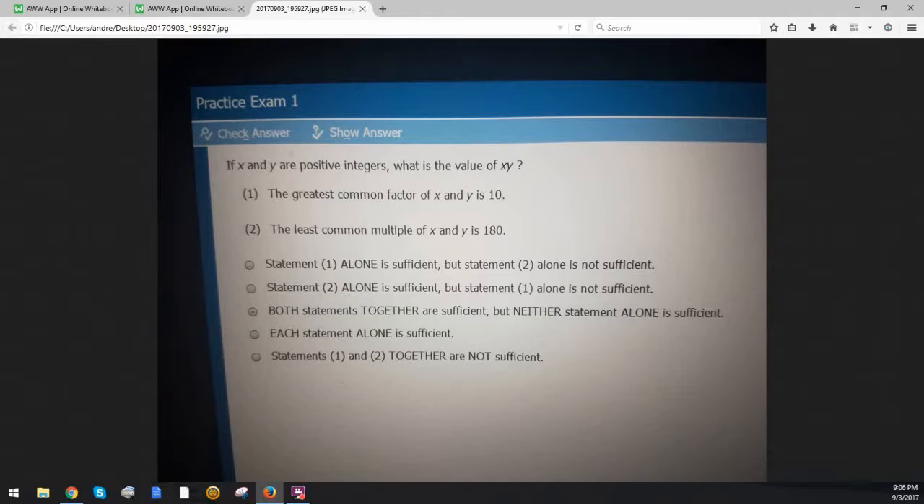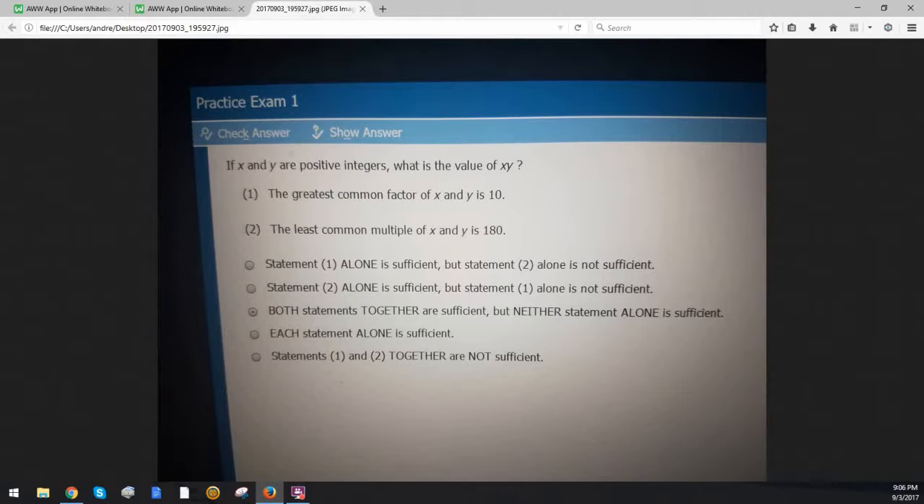So, it tells us that x and y are positive integers. What is the value of xy? There's not a lot here. Usually, you should spend a little bit of time boiling down the stem, but in this case, we really just need to know the value of xy. It's pretty straightforward. The first statement tells us that the greatest common factor of x and y is 10.